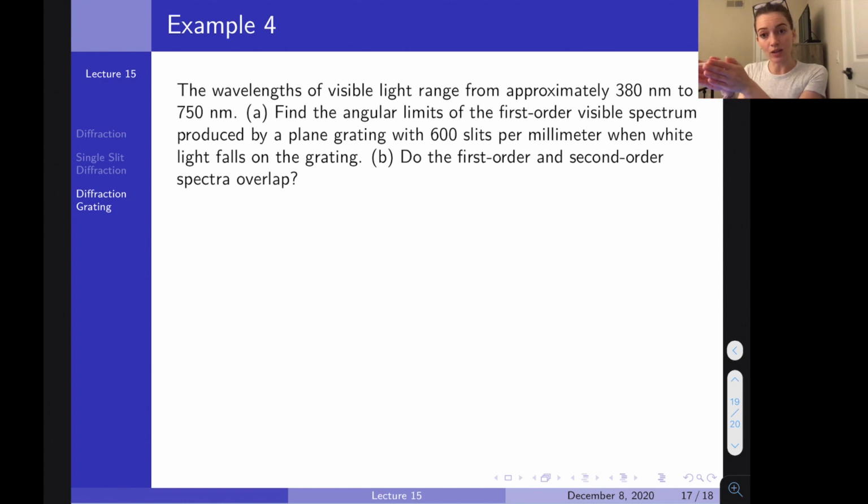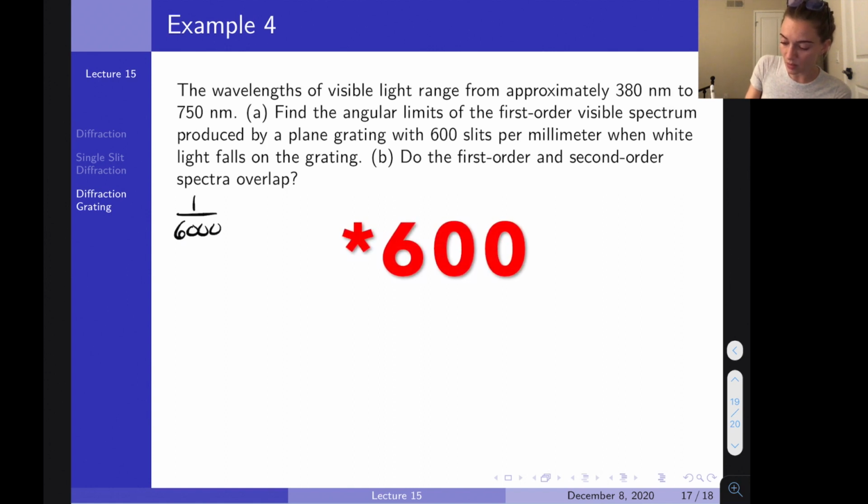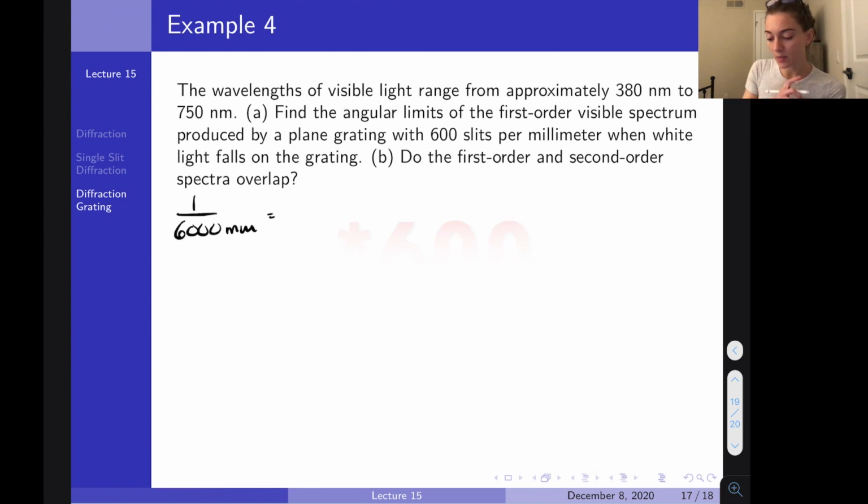So what's the angular spread between the one that's diffracted the least and the one that's diffracted the most? The first thing we want to do is find d. Here we're given the density, 600 slits per millimeter, but we need to find the separation, which is d. If we just do 1 over 600 slits per millimeter, as we saw in our previous example, that will give us d.